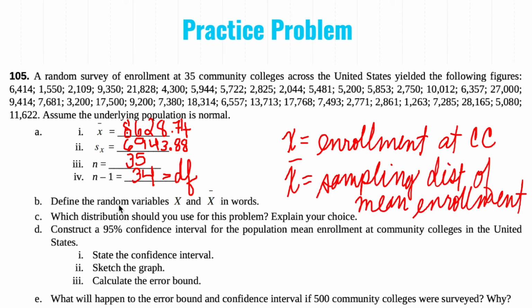For this problem, we have to figure out whether it's appropriate to use a z-distribution or a t-distribution. Well, since the population standard deviation is unknown, we have to use a t-distribution, so that means we need to use t-scores. All right, so now we're going to calculate a 95% confidence interval for the population mean enrollment at community colleges in the United States.